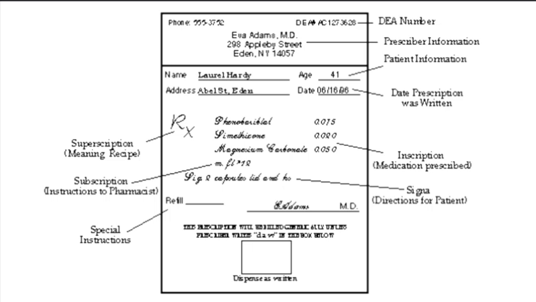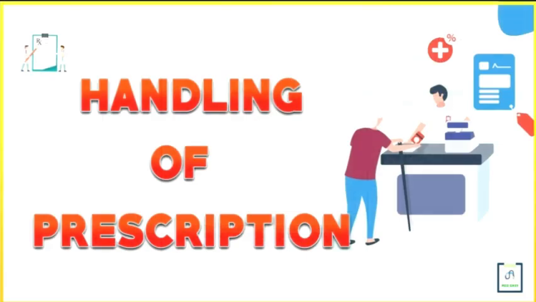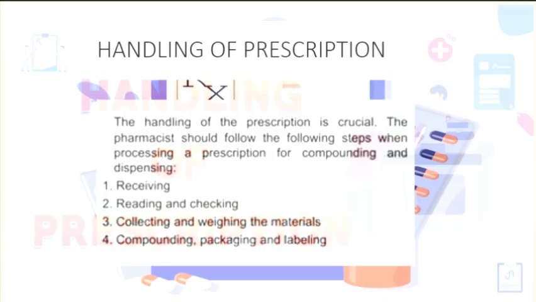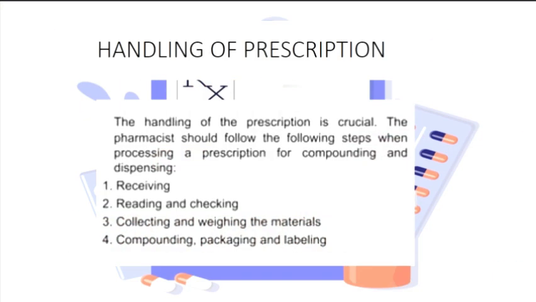So then, how to handle the prescription? You may have a doubt, right? So let me explain. To handle the prescription, we have four parts. The first is receiving, then reading and checking, collecting and weighing the material, and compounding, packing and labeling.